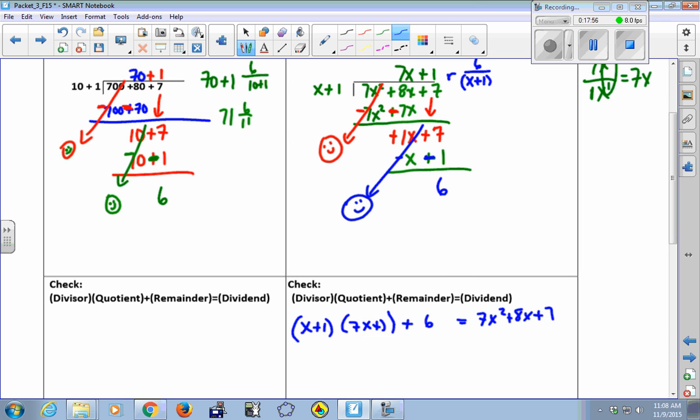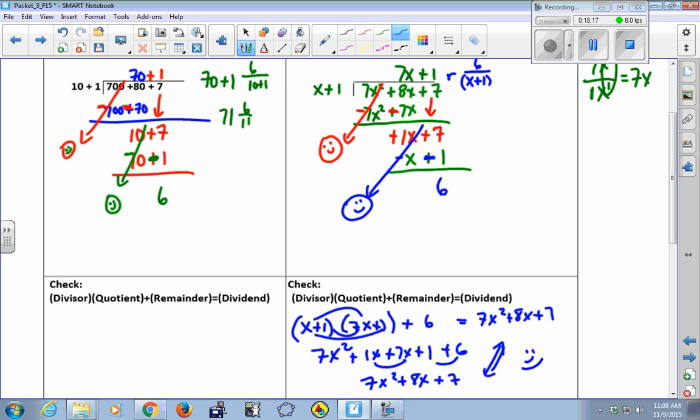Well, let's check it out. 7x plus 1 times x plus 1 is 7x squared plus 1x plus 7x plus 1 plus 6. We combine like terms, 7x squared plus 8x plus 7 equals that. You're a happy camper. You know you did everything correctly. So in terms of division, x plus 1 is not a factor of this polynomial. It's not a factor because it has a remainder that's different than 0.